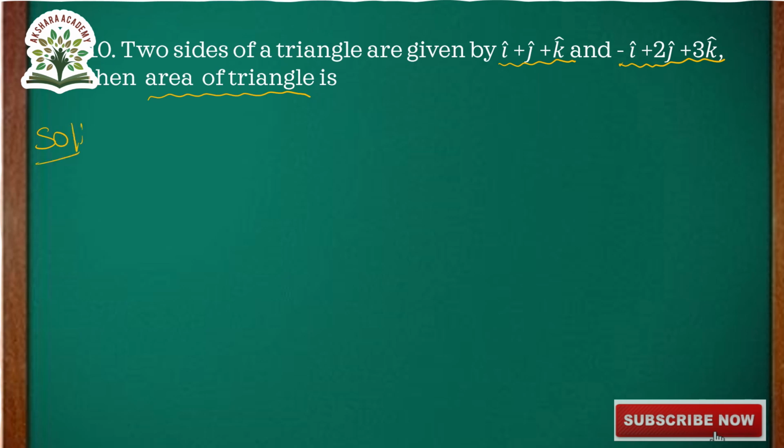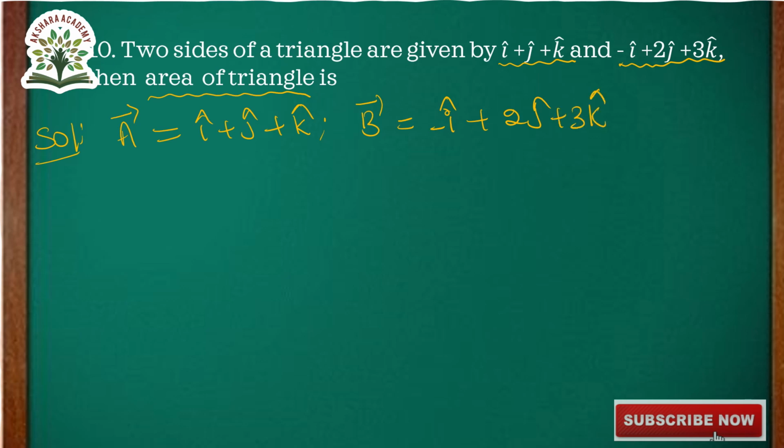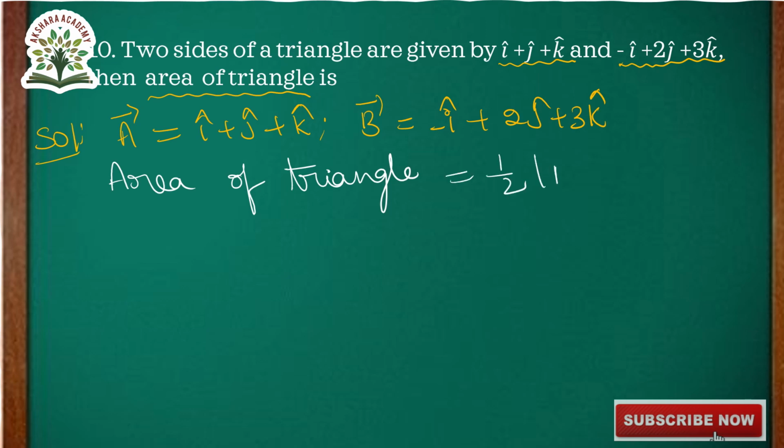Here the sides of the triangle, we are assuming that one is a bar, the other is b bar. So a bar is equal to i cap plus j cap plus k cap and b bar is equal to minus i cap plus 2 j cap plus 3 k cap. Now we are finding the area of the triangle. Area of the triangle is equal to half modulus of A bar cross B bar.